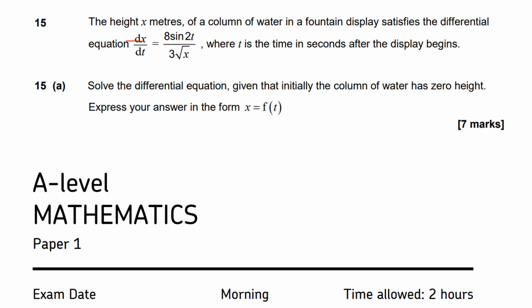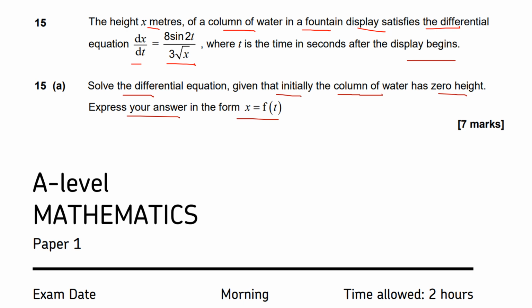The height x meters of a column of water in a fountain display satisfies the differential equation dx by dt is equal to 8 sine 2t, where t is the time in seconds after the display begins. Part A. Solve the differential equation given that initially the column of water has 0 height, so this would be important. Express your answer in the form x equals f of t.